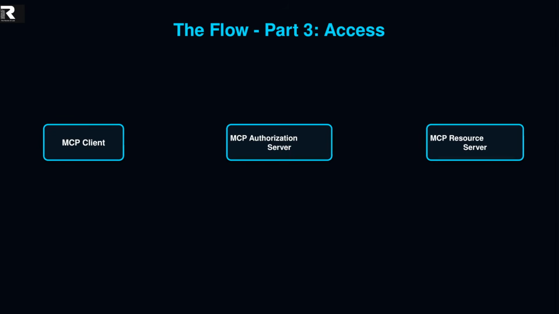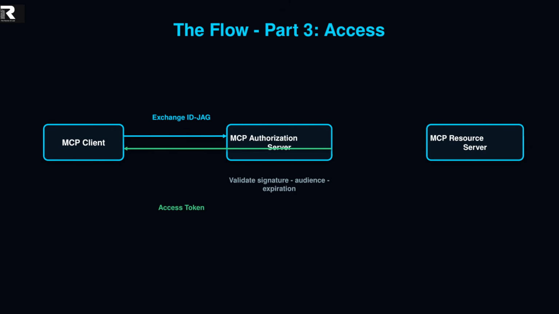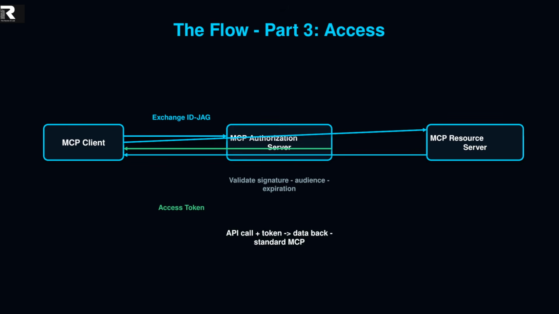With a valid ID-JAG in hand, the client exchanges it with the MCP server's own authorization server for an actual access token. That authorization server validates the ID-JAG signature against the IDP's public keys, checks audience and expiration, and only then issues the MCP access token. From here, it's standard MCP. Client calls the resource server with that token, gets data back, loop as needed.